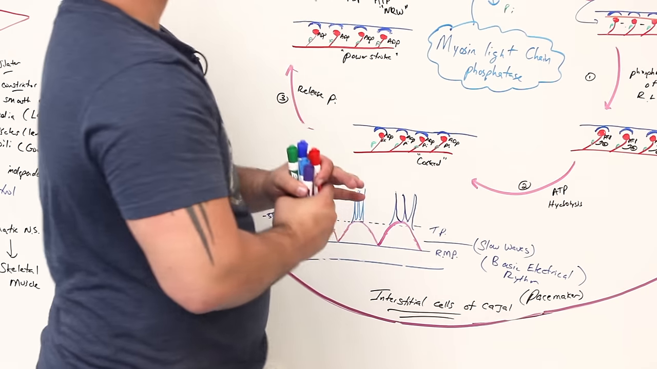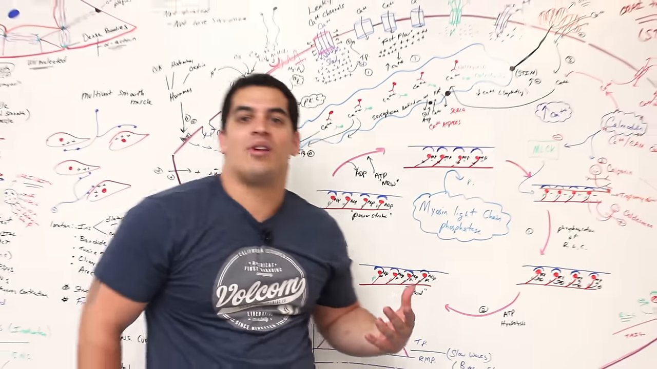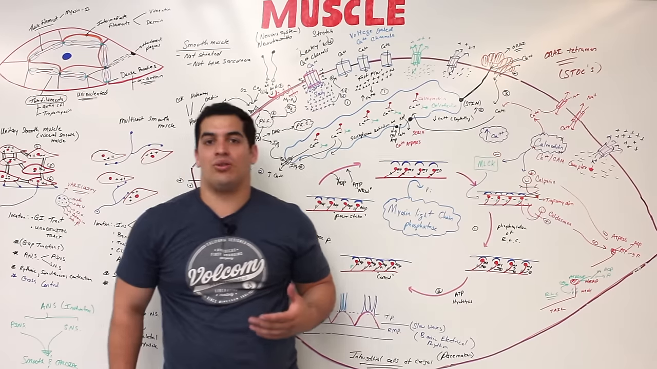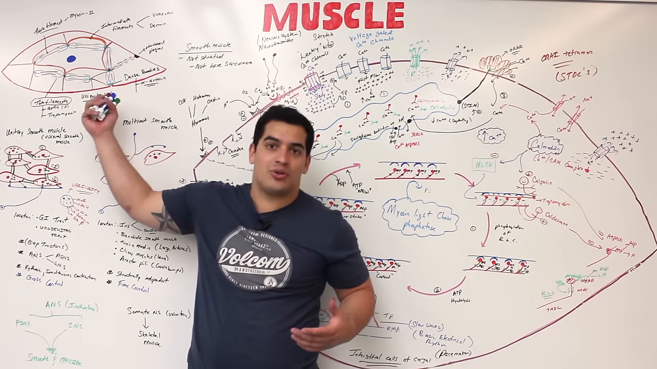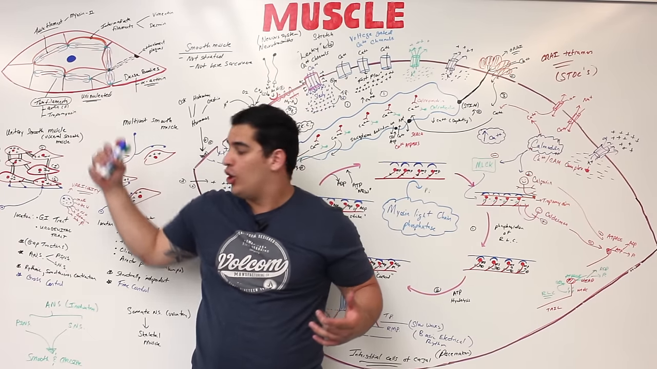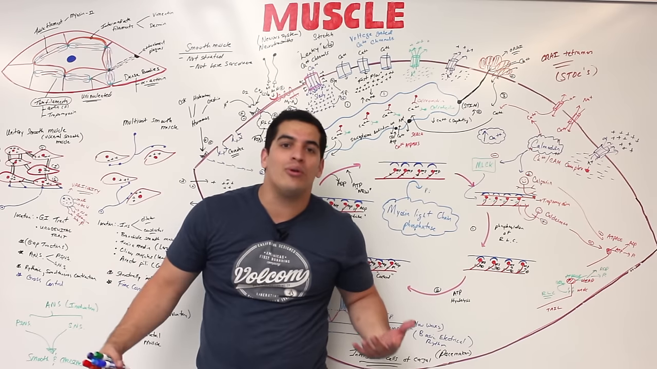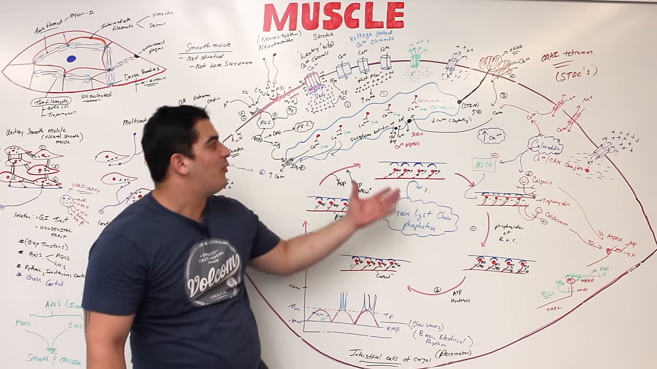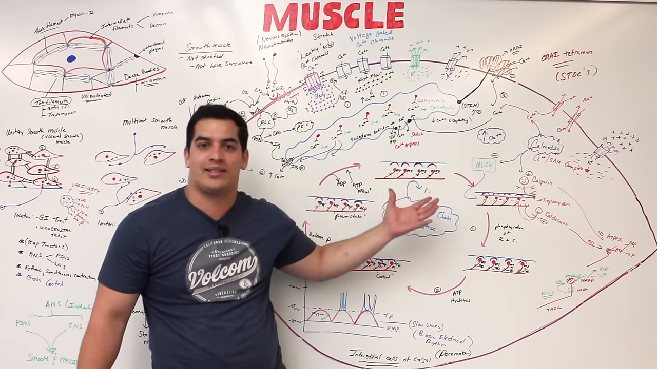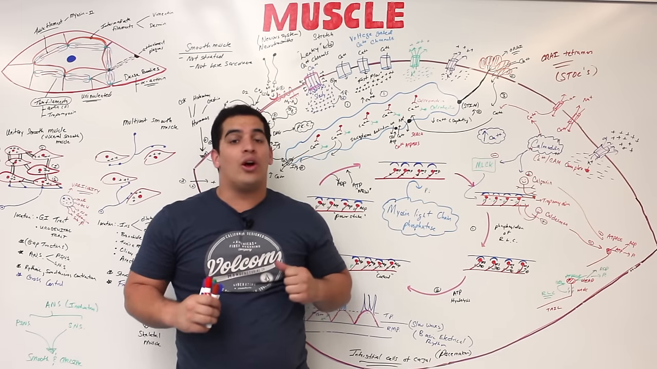All right, engineers, we covered a lot of information in this video about smooth muscle, the types of smooth muscle, how it's not striated. We went over its microscopic anatomy. We went over its neural control, its hormonal control, the chemical factors. We went over the entire contraction and relaxation mechanism. I really hope this made sense.